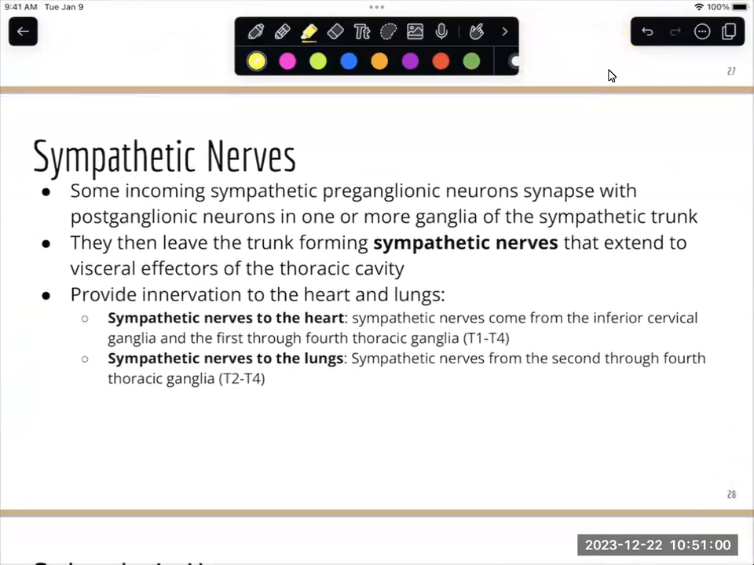So those sympathetic nerves, they are going to go through that 1st through 4th thoracic ganglia if they're going to the heart. To the lungs, they go through that second to fourth thoracic ganglia. They form those sympathetic nerves after they leave that sympathetic trunk.